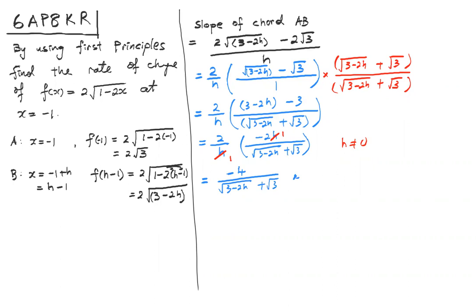I can straight away go to f prime. I want to find the slope at x equal to negative 1. So I put negative 1 here. Equal to limit h tends towards 0. You want to write the words slope of chord AB, or you want to write down this expression, is your choice. Both are acceptable.